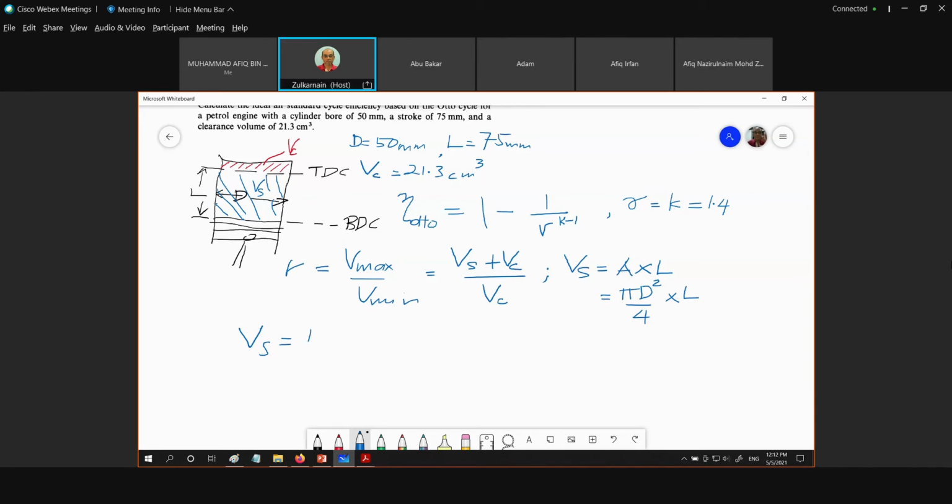So let us look at the Vs. This is pi. Our D in this case is 50. Convert to centimeter. So minus 2, correct? Is it minus 2? To convert 50 mm to centimeter, 10 millimeter is 1 centimeter. So it's not right.